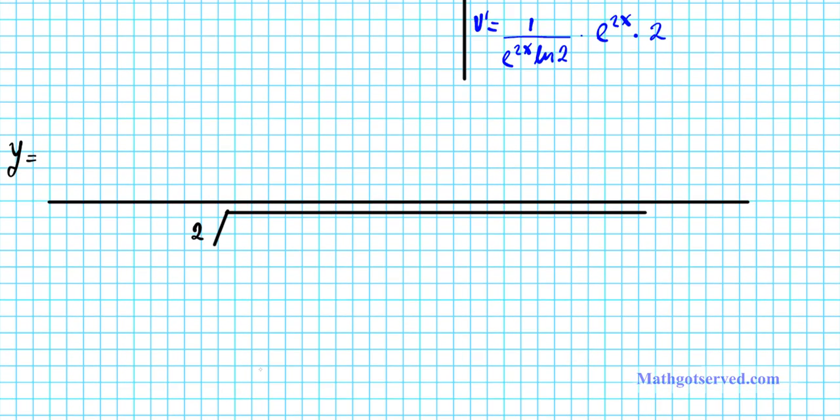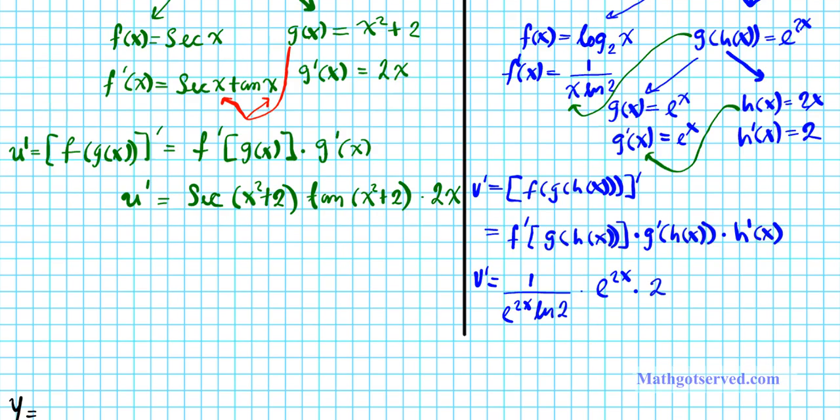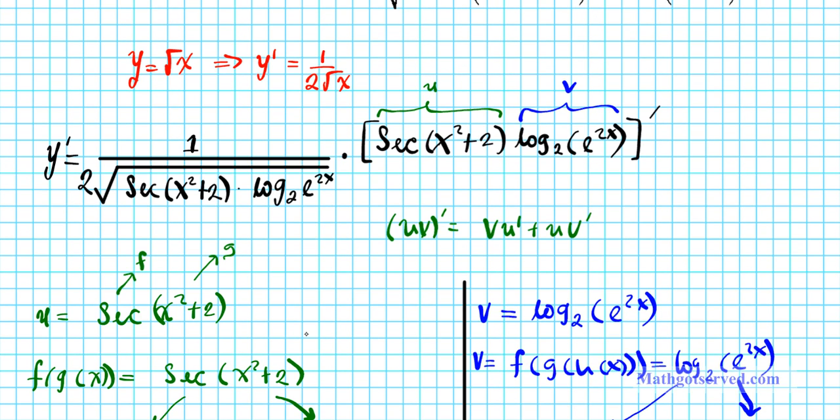secant x squared plus 2, secant x squared plus 2 times log base 2 of e to the 2x, right? So that's the derivative of 1 over 2 root u. Now remember our goal was to multiply by the derivative of uv. So we're basically looking for uv prime, the derivative of these two functions. So that's when we are going to apply the product rule in finding the derivative of this piece, okay?